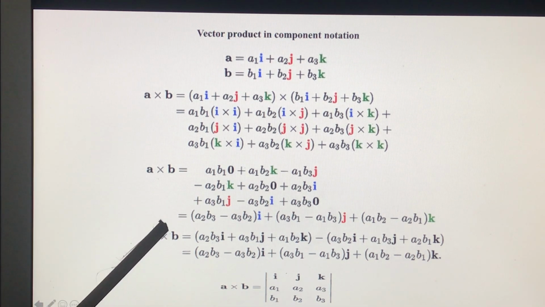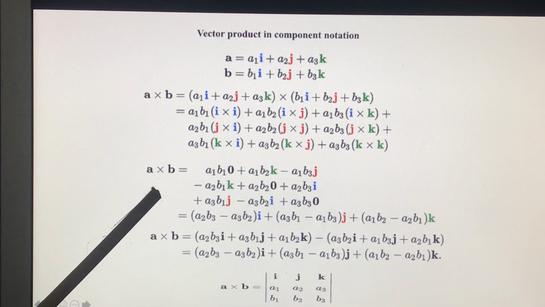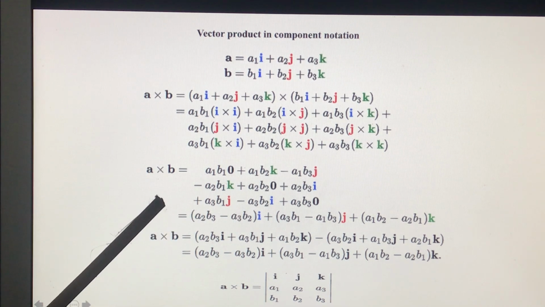The cross product is a2 b3 minus a3 b2 into I cap, plus a3 b1 minus a1 b3 into j cap, plus a1 b2 minus a2 b1 into k cap. Okay, so this can be nicely put in a determinant notation.